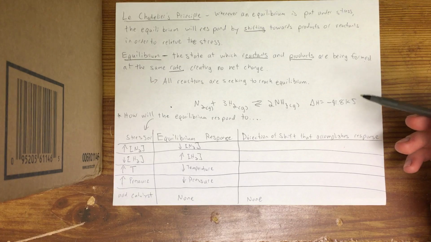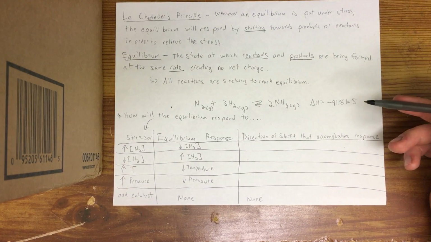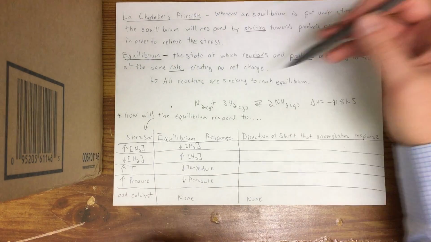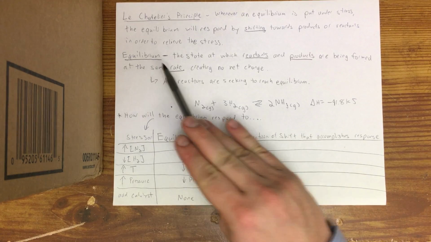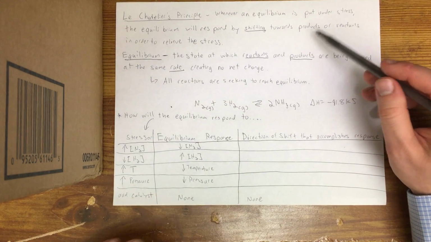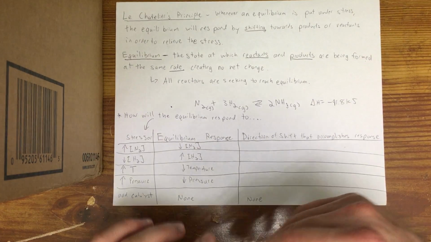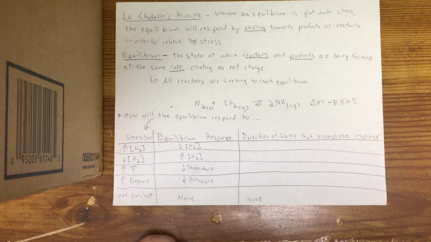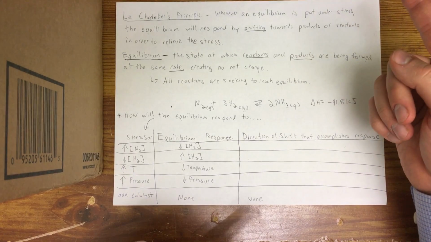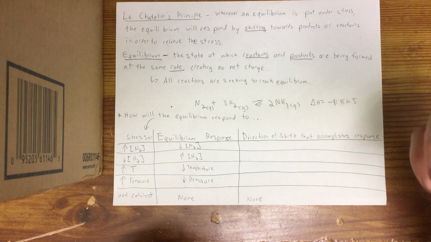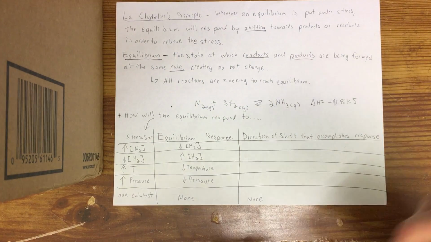So, to start, let's talk about LeChatelier's principle, which will be the primary focus of this video. LeChatelier's principle says that whenever an equilibrium is put under stress, the equilibrium will respond by shifting towards products or reactants, so either making more products or making more reactants, in order to relieve the stress. So whatever we do to an equilibrium, it will respond by wanting to do the opposite. And we can use that to reliably predict which way we can force an equilibrium.